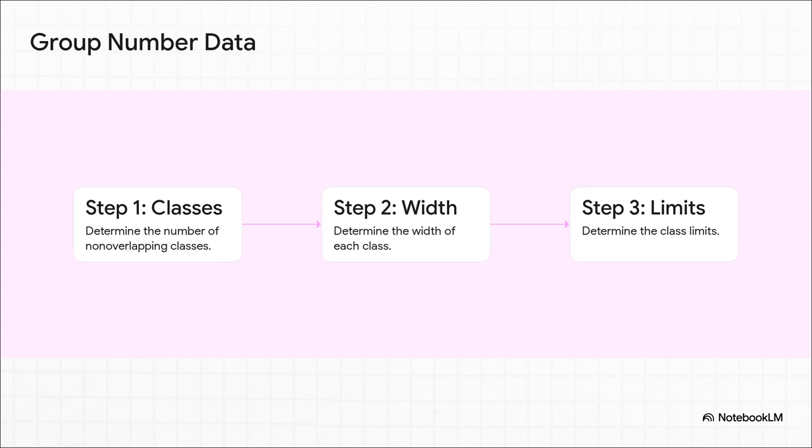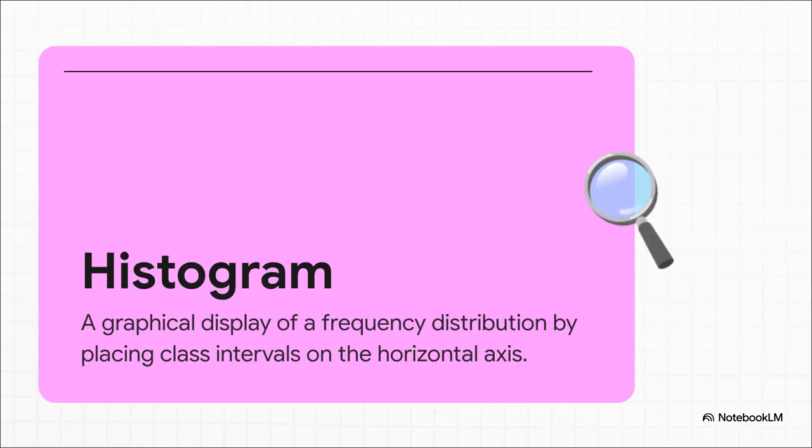Think of it like sorting mail into different slots. It's a three-step process. You decide how many bins you need, how big each bin should be, and what the exact boundaries are. It's how we bring structure to all that numerical chaos. And that brings us to the histogram. You can just think of it as a bar chart, but for numbers. Instead of categories on the bottom axis, you've got your numerical bins, like age groups or price ranges or test scores.